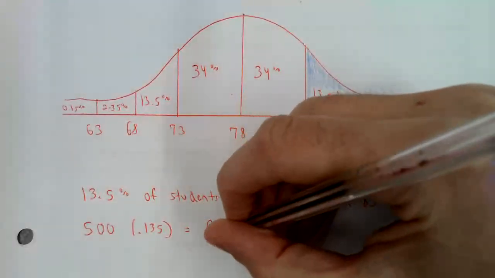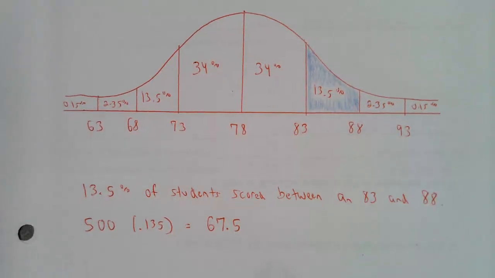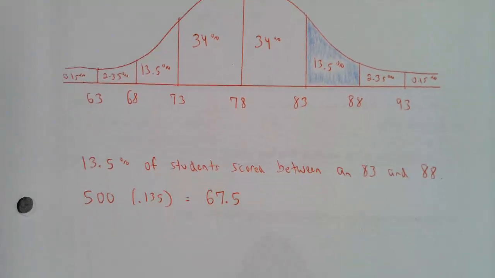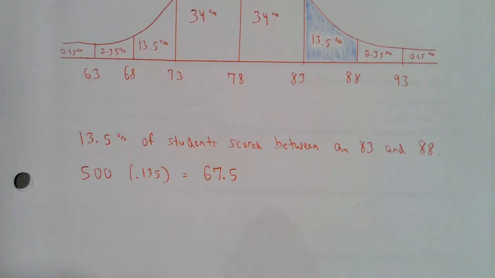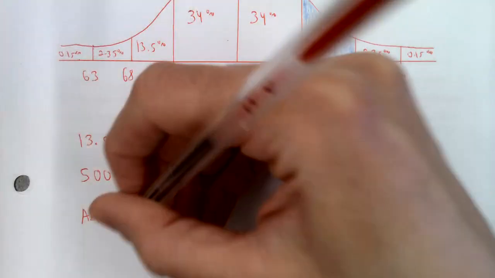That'll give me about 67.5. Remember, this is an approximation. So I'm just going to round that. I'm going to say about 68 students scored between an 83 and an 88. That'll be my final answer. About 68 students.